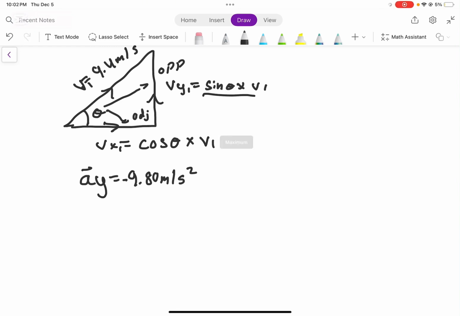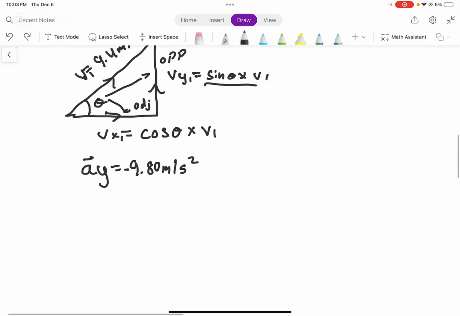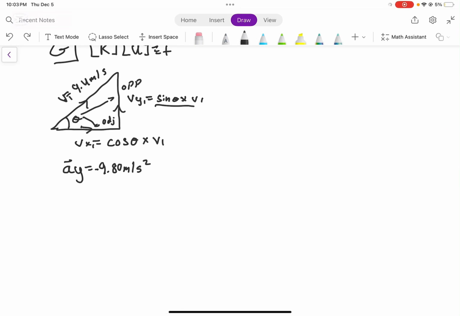Why, you may ask, is it negative? Well, because up here we defined up to be positive. So we have to make down negative. So now we have v1y, we have vx, we have velocity of vx1, and we have these two things.